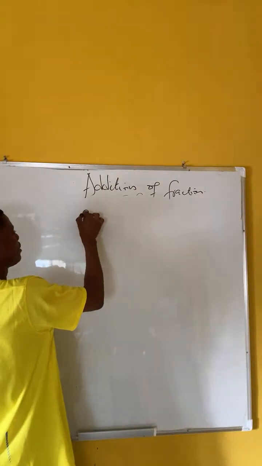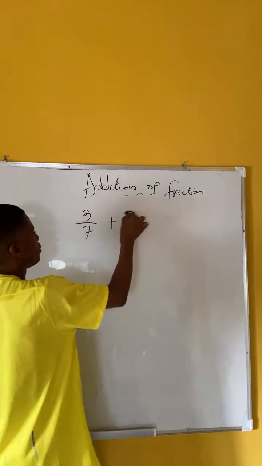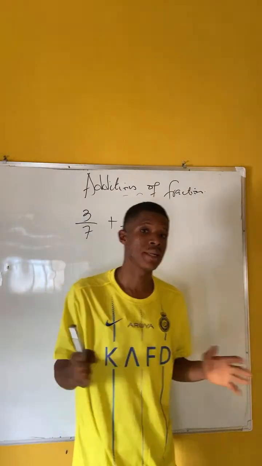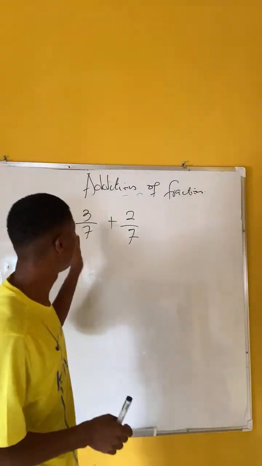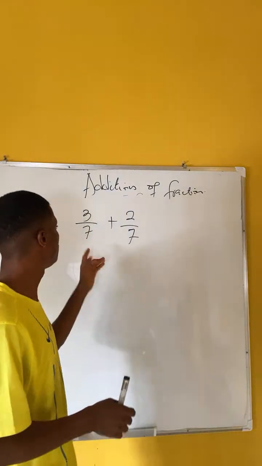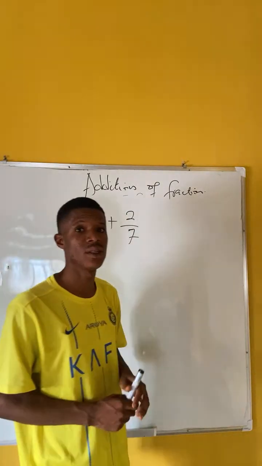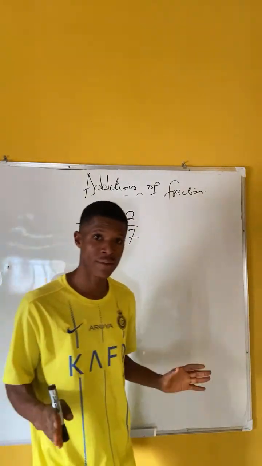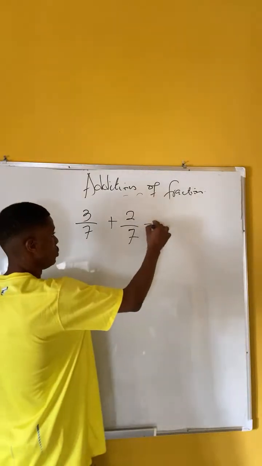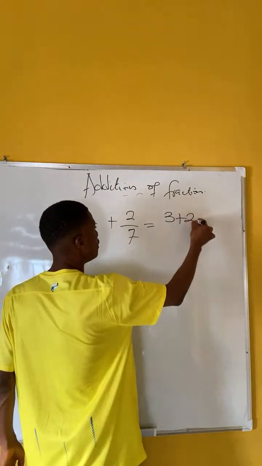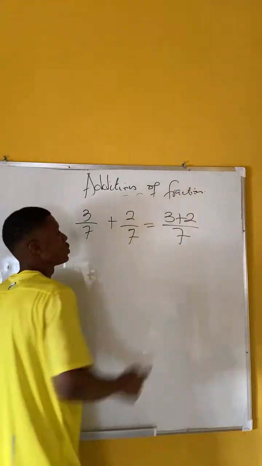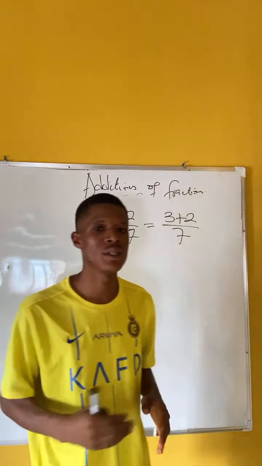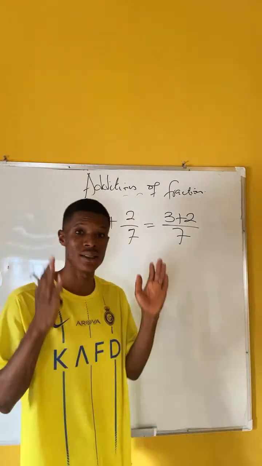Let's look at 3 over 7 plus 2 over 7. What do you observe here? You observe one particular thing, which is that the denominators are the same. The denominator is 7, the denominator is 7. And you are trying to add these two fractions together. So all you have to do is just to add the numerators. When you add the numerators, you keep the denominator the same.